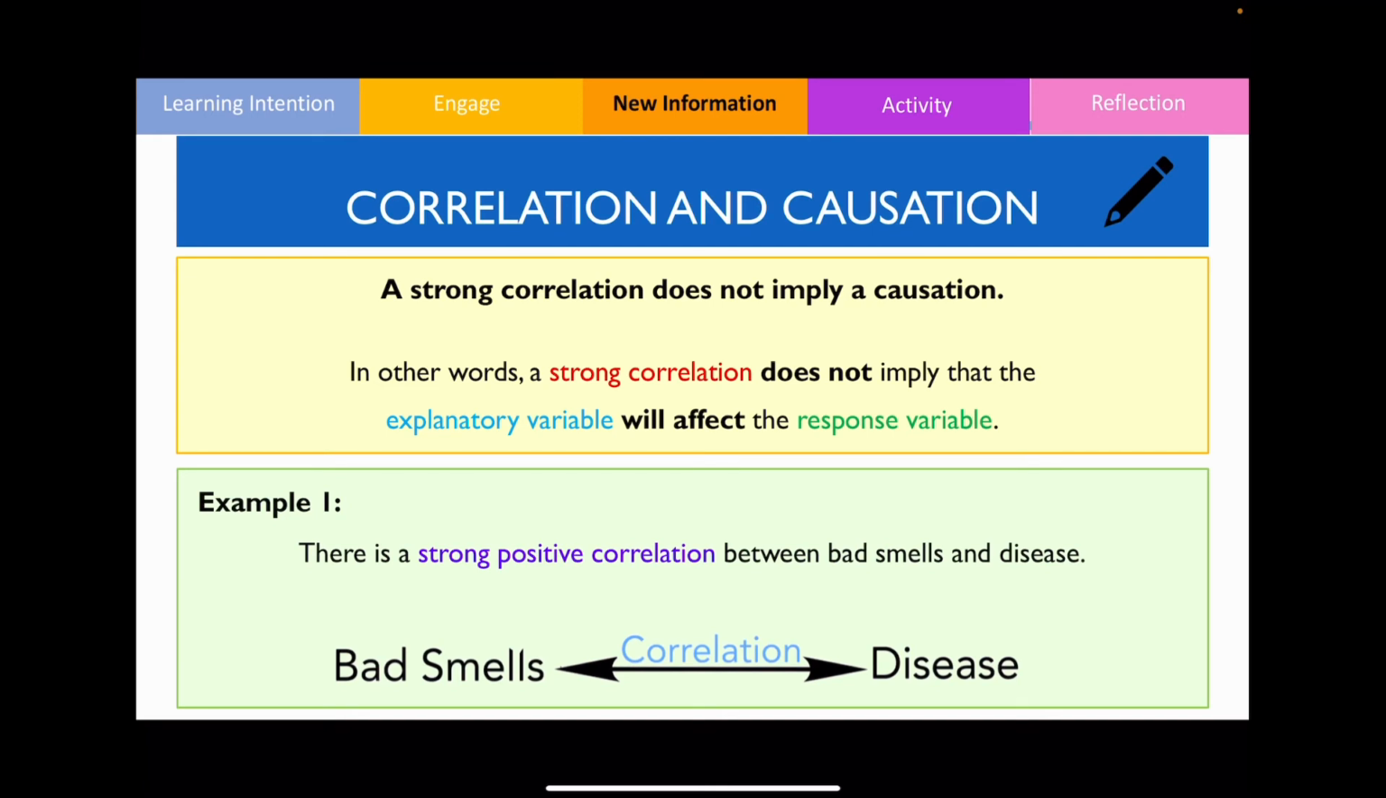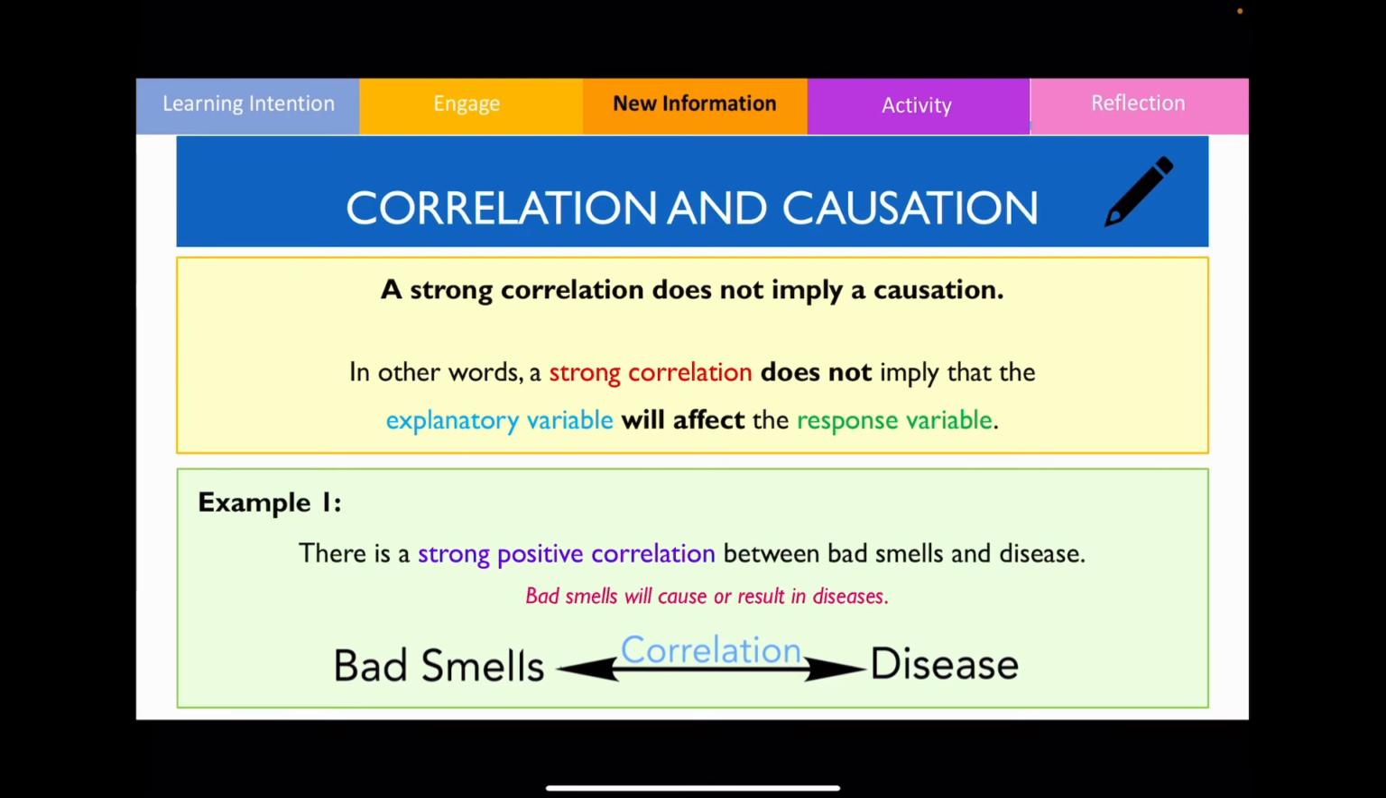In the example down below, it says that there is a strong positive correlation between bad smells and disease. Does this mean that we can conclude that bad smells cause diseases? Even though it may be likely that bad smells may cause diseases, we are not 100% certain this is the case. As a result, we should avoid statements that suggest there is a 100% certainty that variable X does cause variable Y to occur.